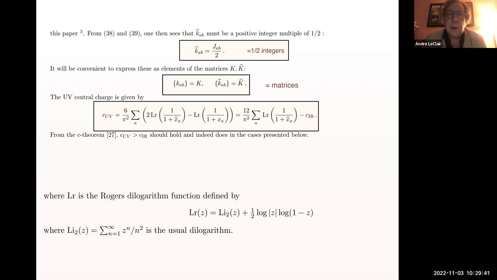Okay, so let me arrange these as matrices, and then once you know the solutions to this plateau equation, the ultraviolet central charge is given by this formula, which is expressed in terms of the Rogers dilogarithm, which is defined below there. This formula for the simplest case of one particle was in Alyosha Zamolodchikov's paper. We generalized it and Shangwan thought it was easy. I think it wasn't that obvious, but anyway.